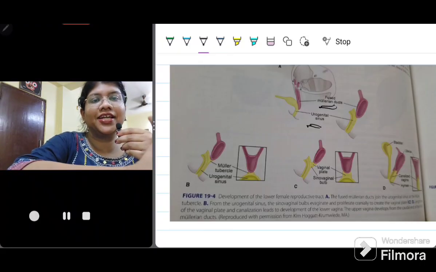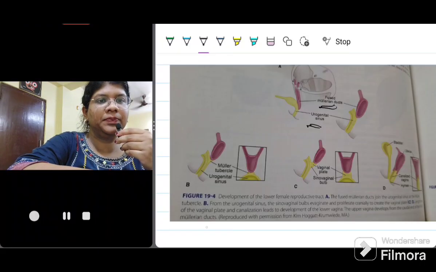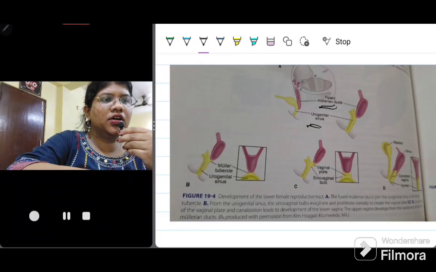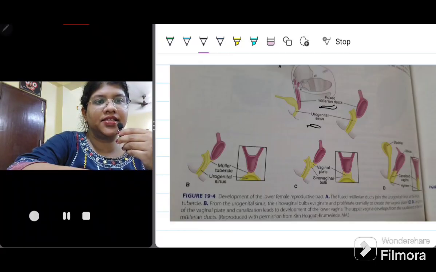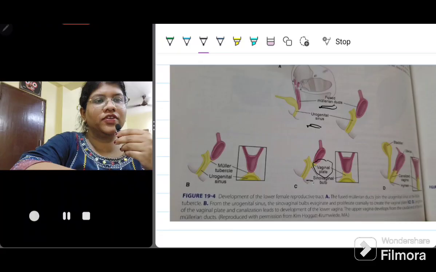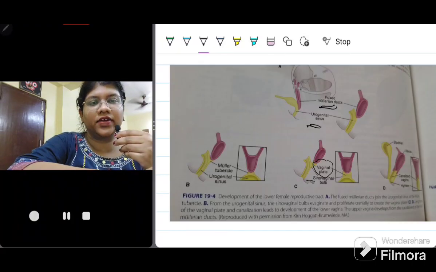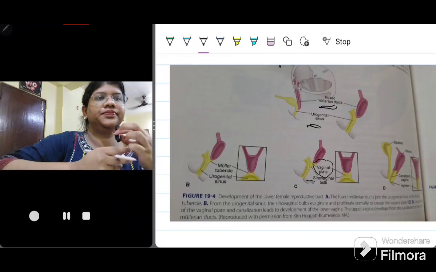So as I said, the vaginal canal has to be formed. Once there is canalization, this leads to the development of the lower vagina. So you can see that the vaginal plate is being formed from the sinovaginal bulb. So there will be a canal type of formation, and the upper vagina develops from the caudal end, and this develops from the Mullerian ducts.